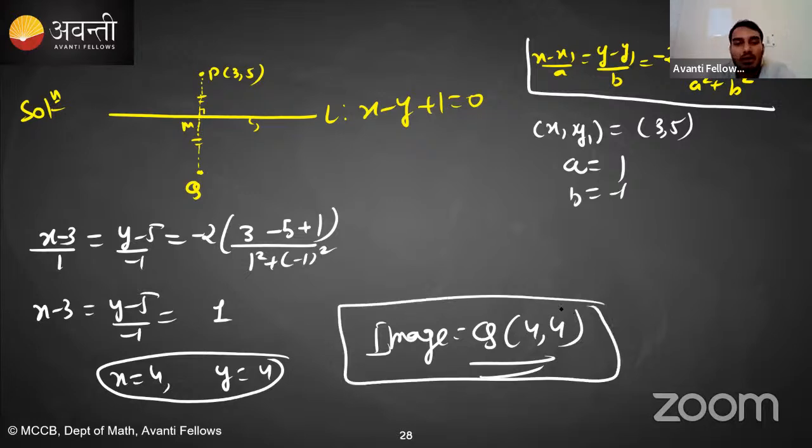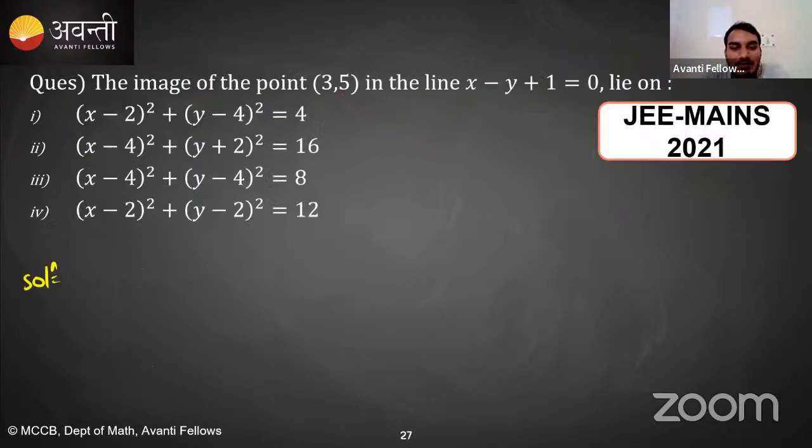So now just substitute this value individually in each equation and see which is satisfying. So if you put (4, 4) in equation 1, (4 minus 2) square, 2 square, plus (4 minus 4) square, 0, which is 4. So equation 1 is the answer. Right? If you put it in the others, 60 will not come, so equations 2, 3, 4 will not satisfy, but equation 1 will satisfy. Clear everyone? Is this clear?